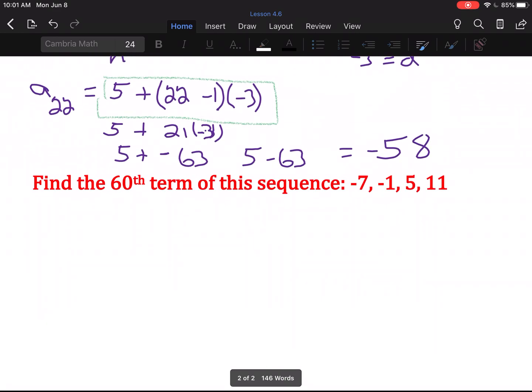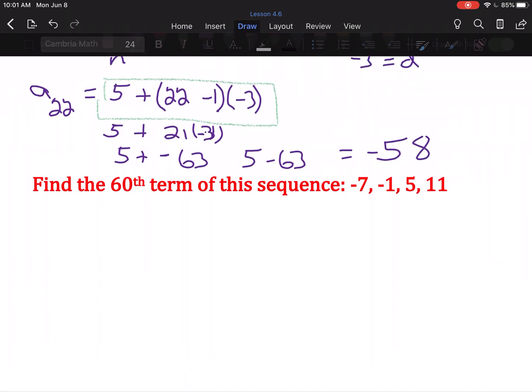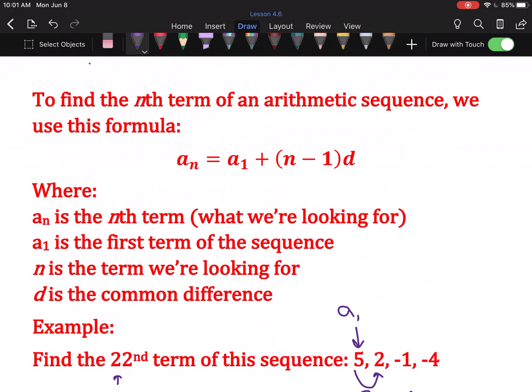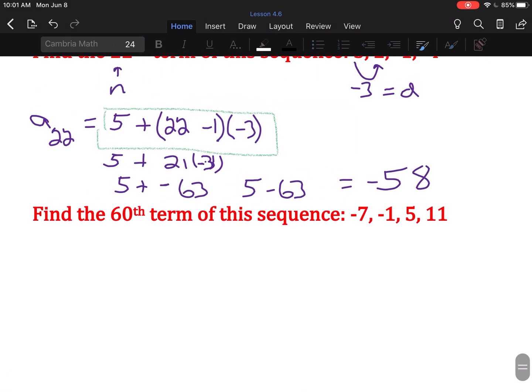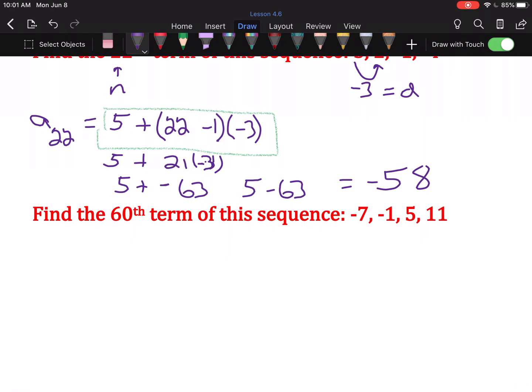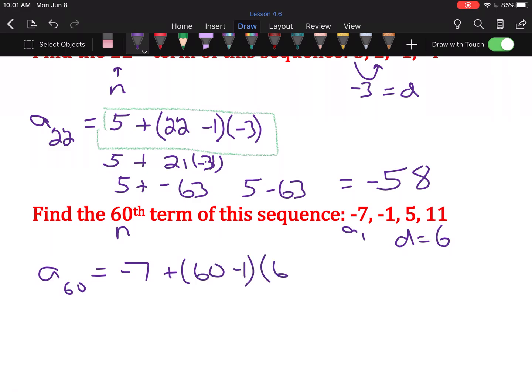So I invite you to go ahead and pause the video for a second and try that with this example. Whoops. When I scroll to the very bottom, the iPad likes to send me back to the top. So the 60th term. So 60 is n, your a sub 1, and looks like the common difference is 6 here. I'm adding 6 every time. So the 60th term will be negative 7 plus the quantity 60 minus 1 times 6.